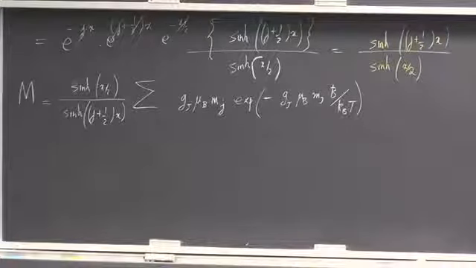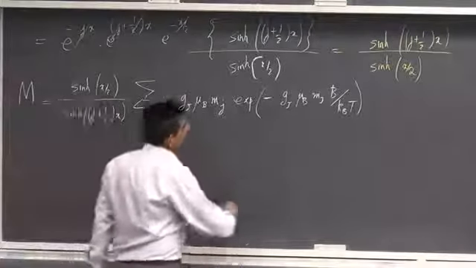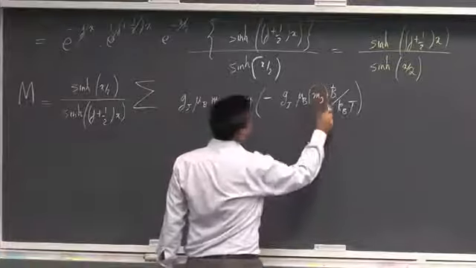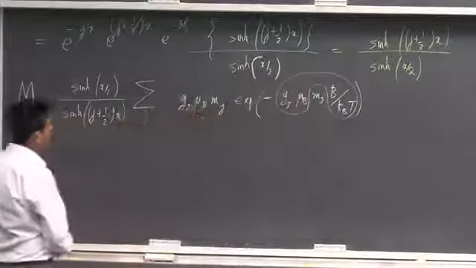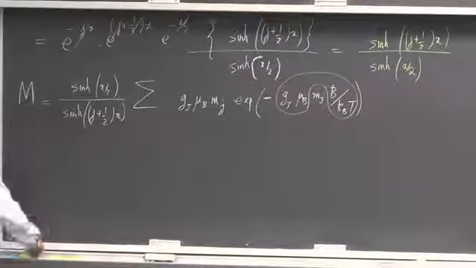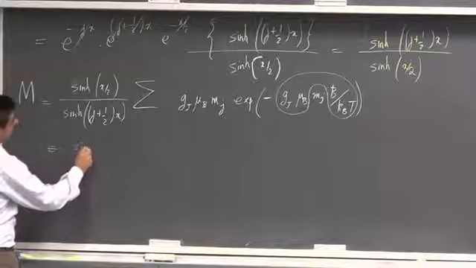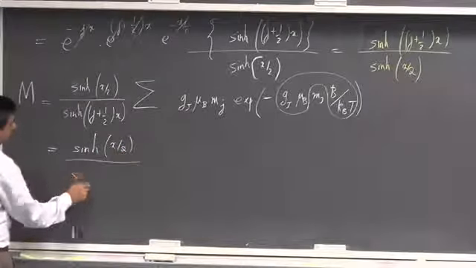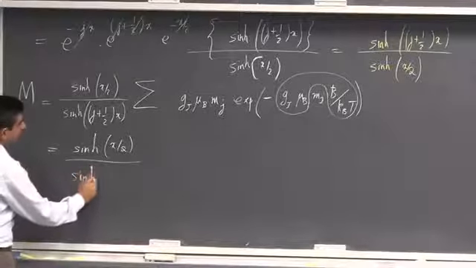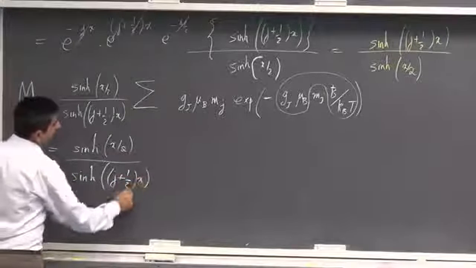Now if you notice here, once again I could replace this term with an x. So I have sinh of x over 2 divided by sinh of (J plus 1/2)x.